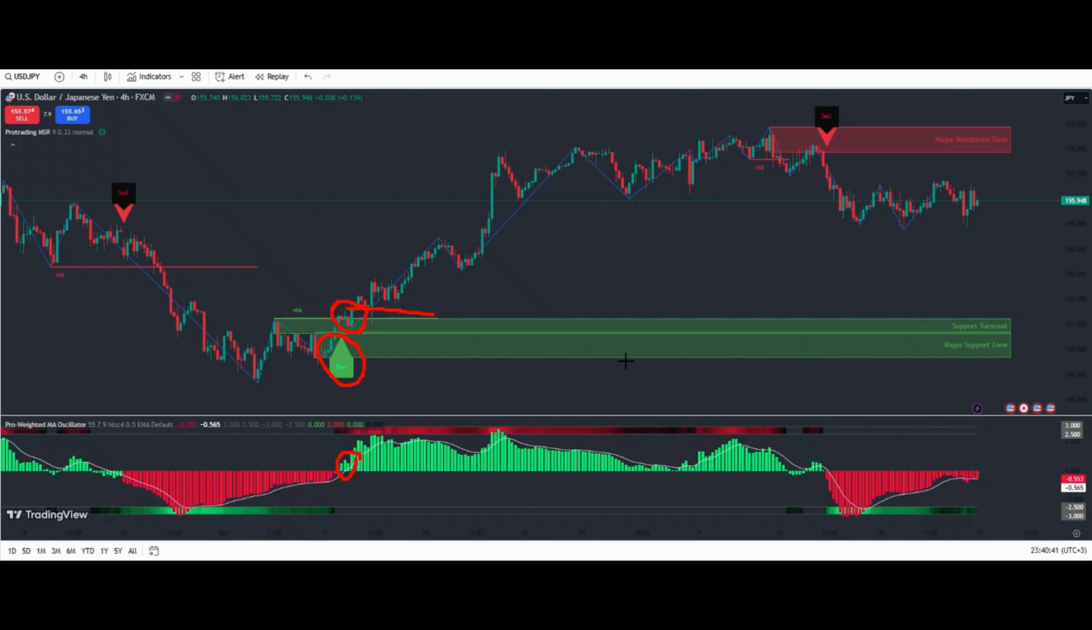And once you open your buy trade here, your stop loss should be very minimal. Place your stop below this support, because currently the resistance has turned to support. Place it below this support level. In case price goes down against you, the loss will be very minimal.